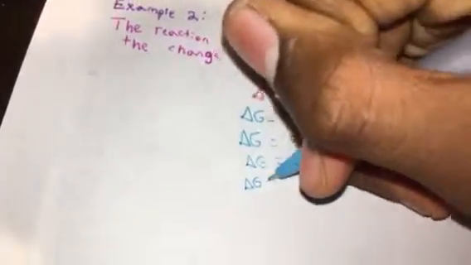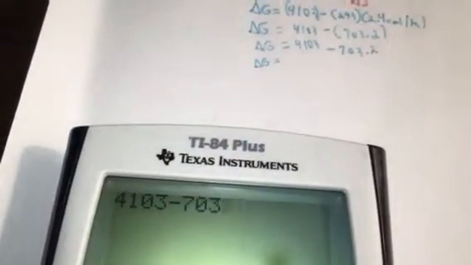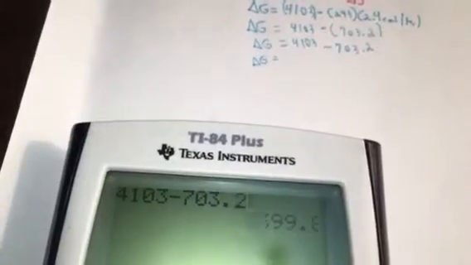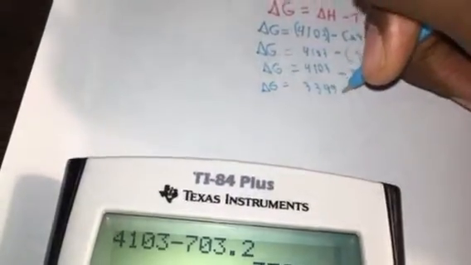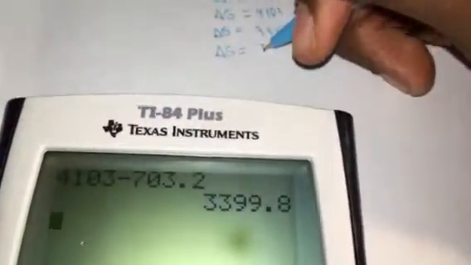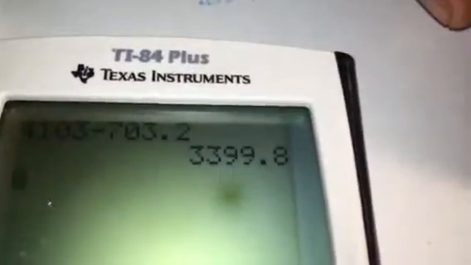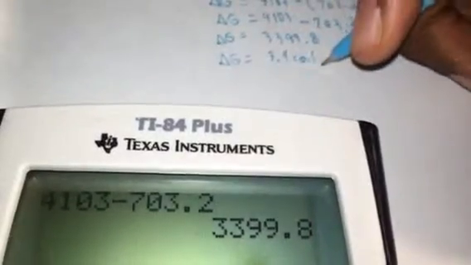And if you subtract it, I can't do that in my head, so I have to use my calculator. It'll just be 3,399.8. Like I said, they normally want it to the nearest decimal, so you can round it to 3.4, and cal/K would be the unit. And that is how you do Gibbs free energy.